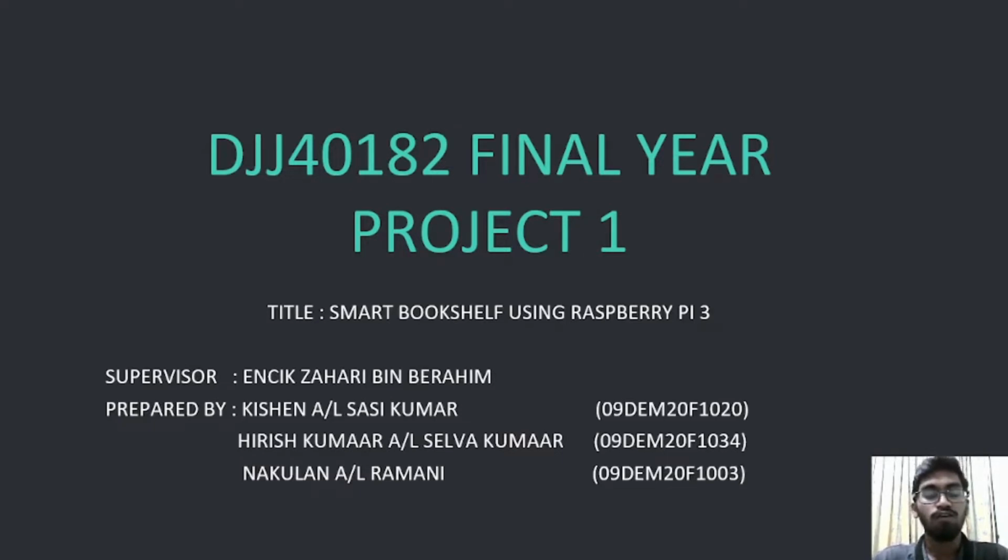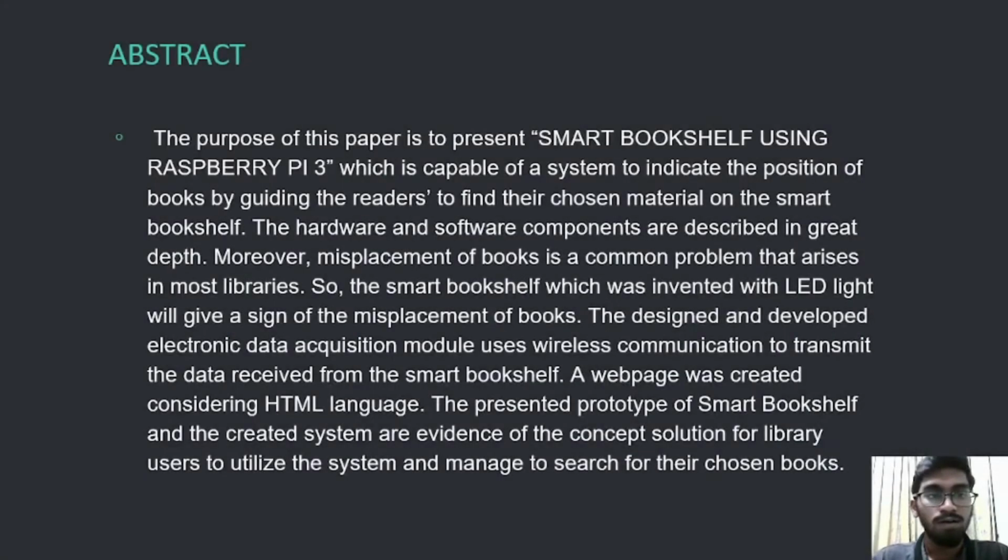Today, my teammates and I are here to explain about Final Year Project 1. The title of our project is Smart Bookshelf using Raspberry Pi 3. The abstract is mainly about explaining the background of our project. This smart bookshelf will function with the help of a system. In this system, we will create a web page or app to help the smart bookshelf to operate.